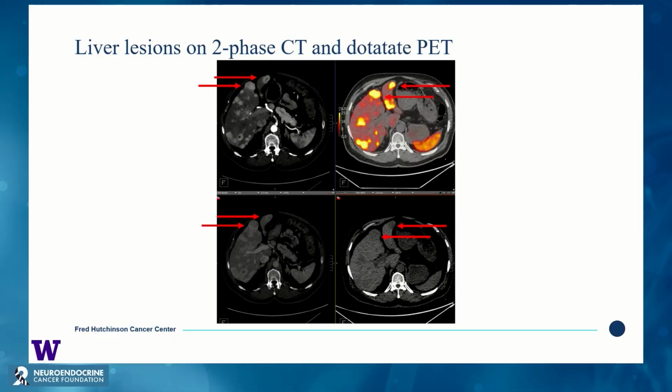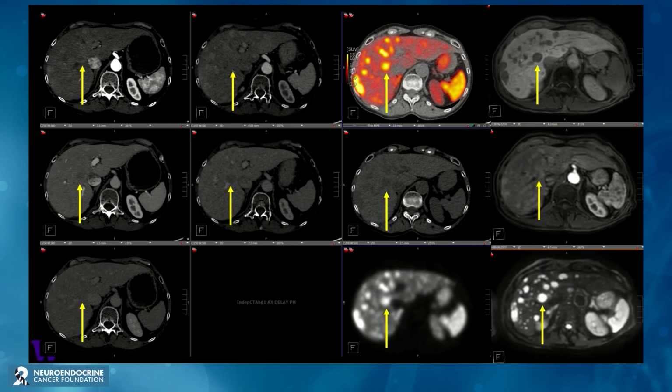But if you look at the rest of the liver that you can see on the top row, there are multiple other sites where there's uptake on the Dotatate and arterial enhancement. But on the bottom rows, especially in that non-contrast CT, you don't see those as well. And even on the portal venous phase, some of those aren't as easily seen. So that is why we like putting together the multiphase CT and Dotatate PET images.